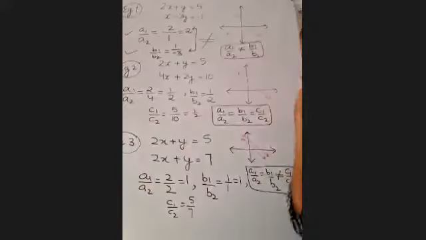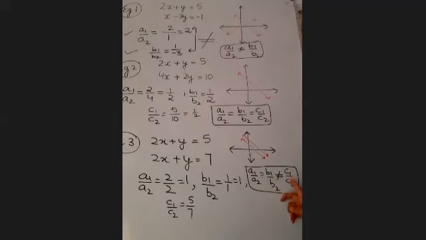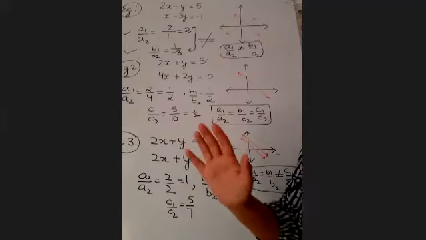Right? And then the last one. First two will be equal, but the last is not equal. Parallel lines, no solution. Right? Okay?